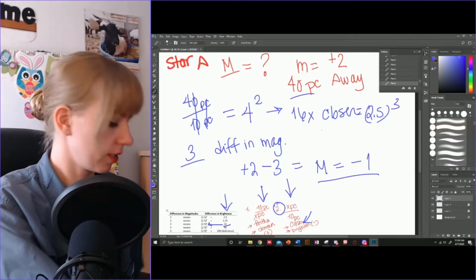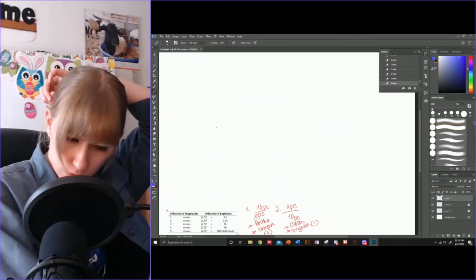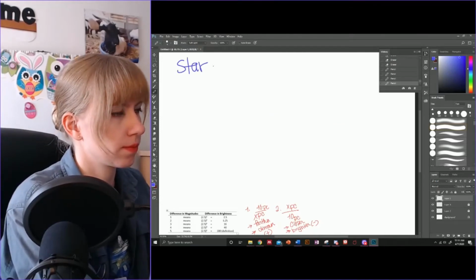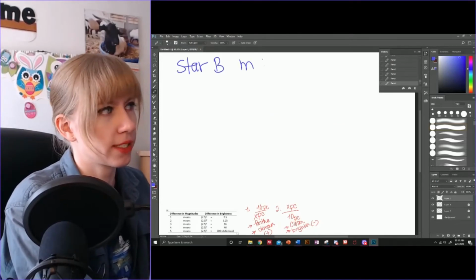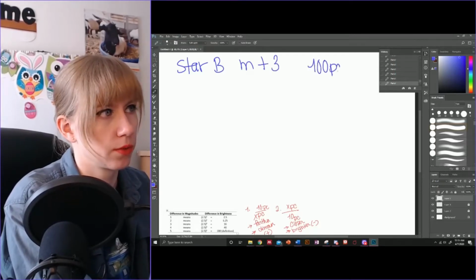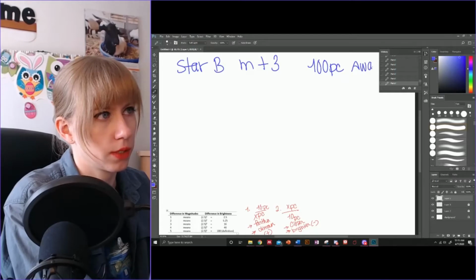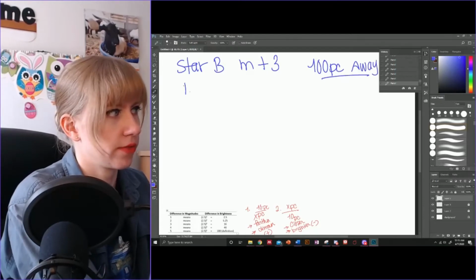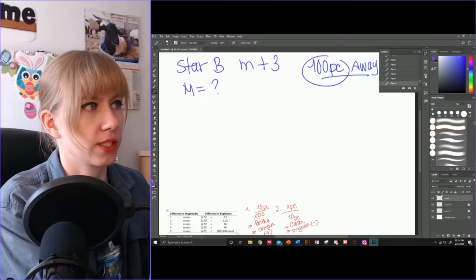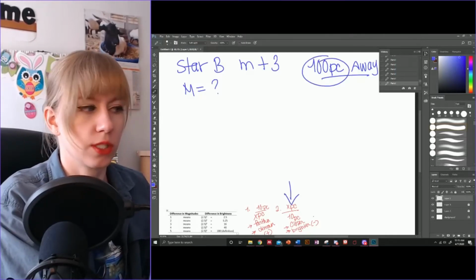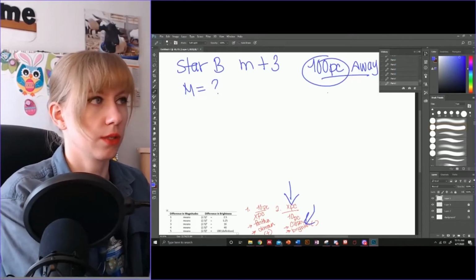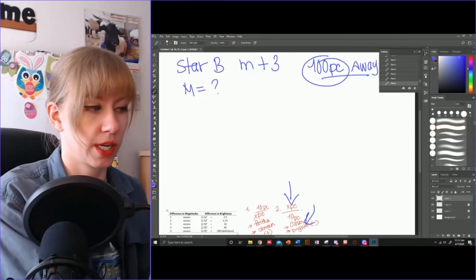And so let's try again. In this case, we're going to have star B. It's going to have an apparent magnitude of plus 3, and this time it's going to be 100 parsecs away. Again, we need to find absolute magnitude. We know we are still going to use equation 2, because we still need to bring it closer, which means it still needs to become brighter, which means we're going to have to subtract.